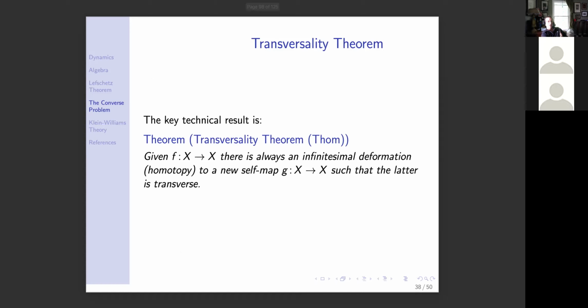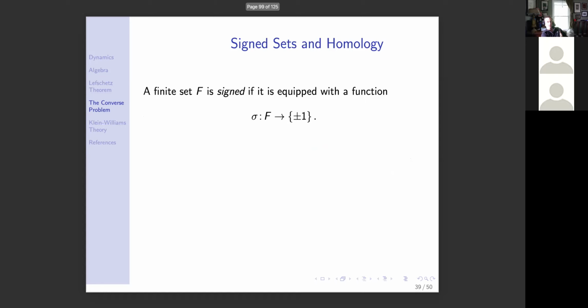Okay, and a key technical result about transversality is due to René Thom in the 50s. Given f mapping X to X, there's always an infinitesimal deformation, which means it's a homotopy, but you don't have to change f all that much. You can change f infinitesimally in some sense to a new self-map G, such that the latter map is transverse. So you can always move f to a transverse map. You can always make it transverse.